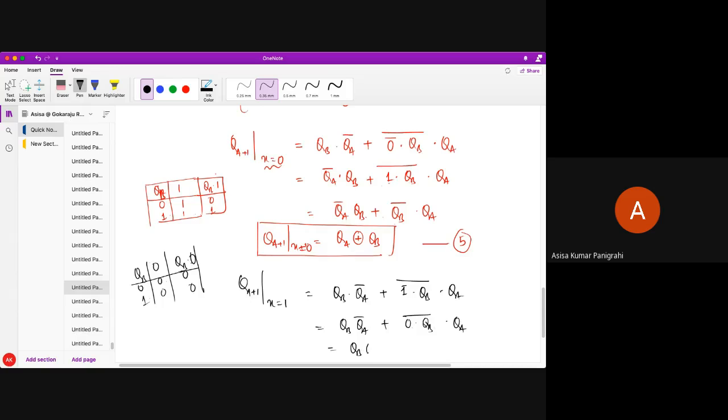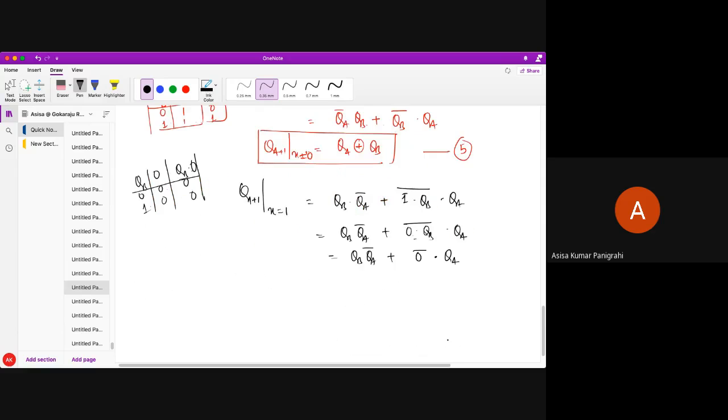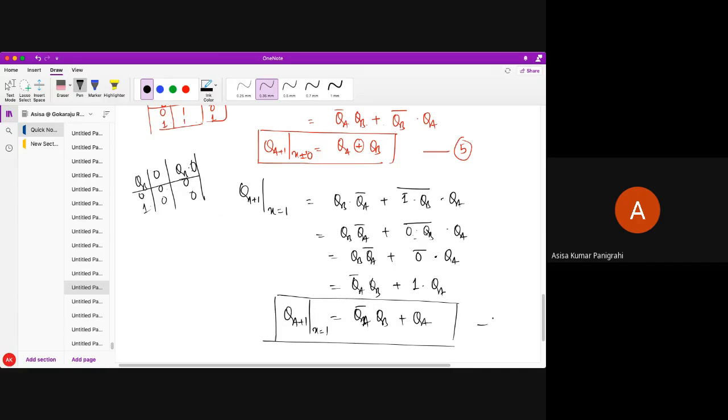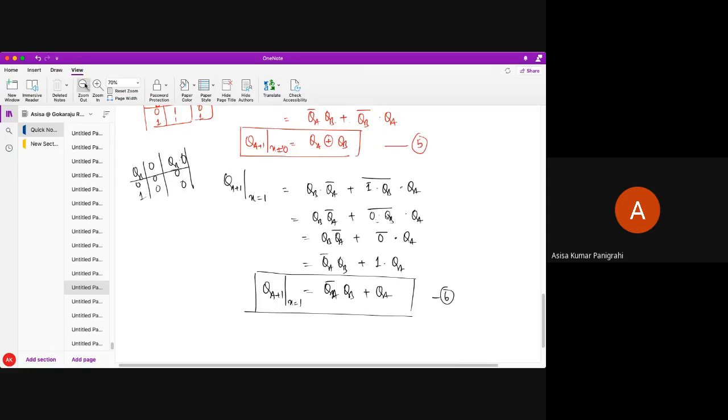So are you understanding? This is QB QA bar 0 and 0 bar. Okay, so 0 bar is 1, and 1 and QA. So what you will get finally is QA bar QB or QA. So this is my QA plus 1 at x equal to 1. So this is equation number 6. Any doubts students, please let me know. Do you all understand the transition equations, how I have found out the transition equations?